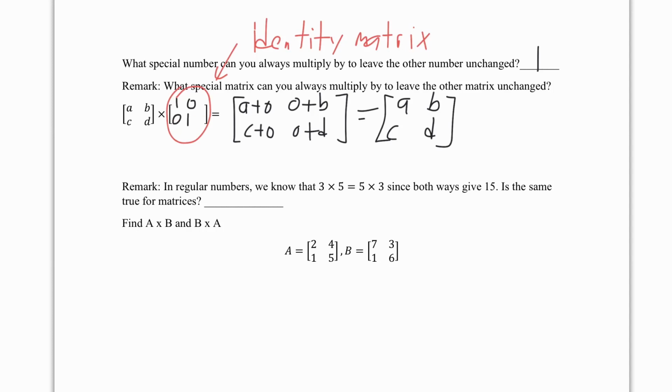This number, or this matrix, I should say, does the same thing as 1. It multiplies the matrix and doesn't change it, which is an interesting fact about matrices. In some ways, matrices act like numbers. They have some similar properties. Numbers have a special number that doesn't change when you multiply, and matrices have a special matrix that doesn't change when you multiply.